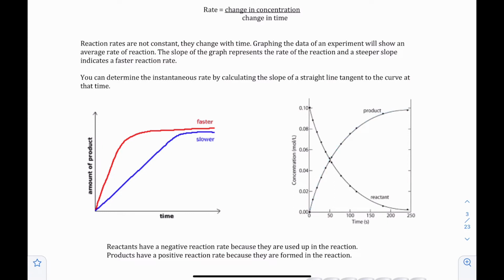And you can calculate the rate of a reaction by calculating the slope of your curve. So on the left, we have examples of two different slopes of products being formed. One has a much steeper slope compared to the other. A steeper slope indicates a faster reaction rate, and this more gradual slope indicates a slower reaction rate.